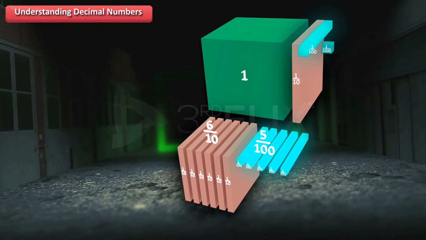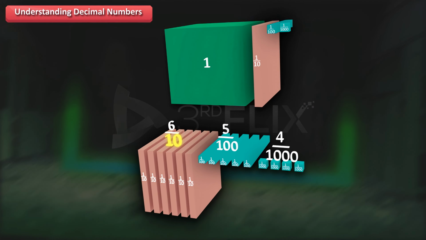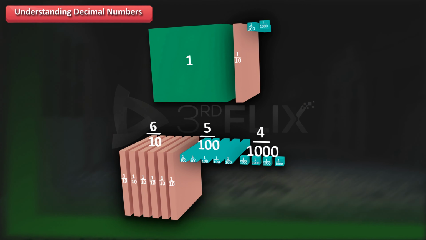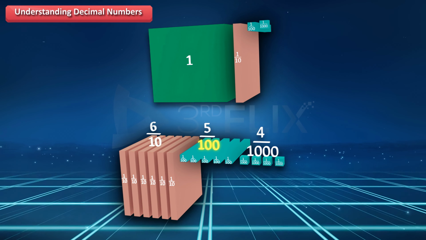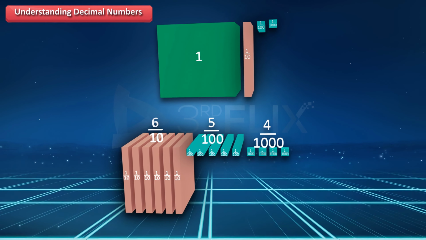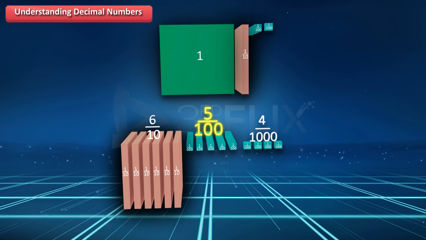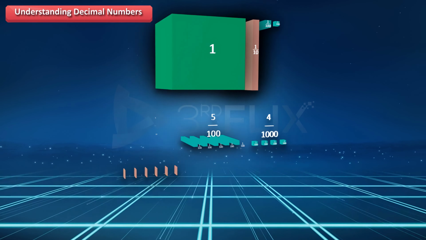6 by 10, 5 by 100, 4 by 1000 are the fractions whose denominators are powers of 10. The fractions in which the denominators are 10, 100, 1000, etc. are known as decimal fractions. 6 by 10, 5 by 100, 4 by 1000 are decimal fractions.